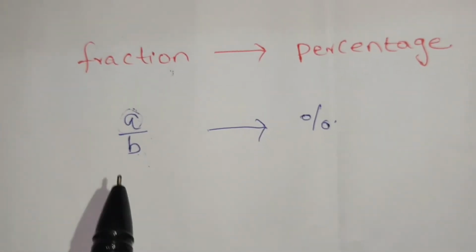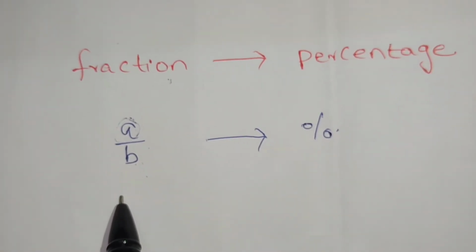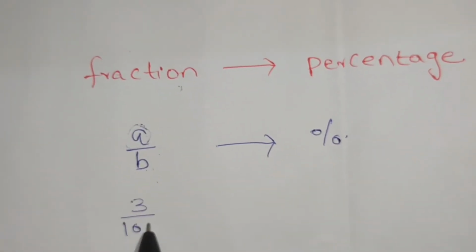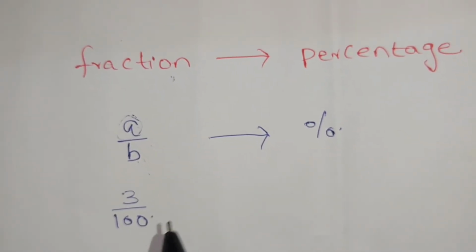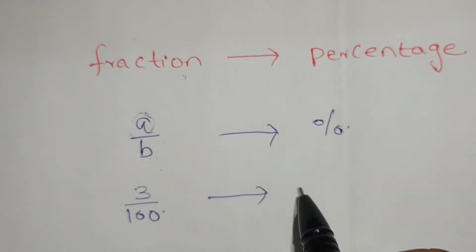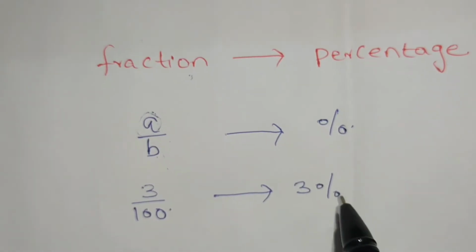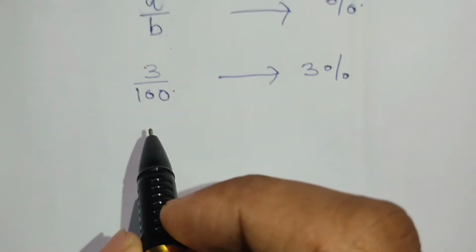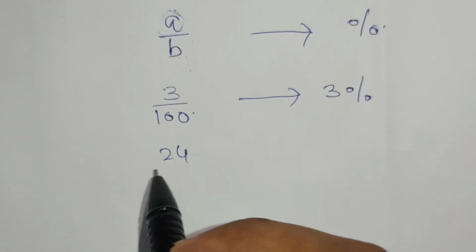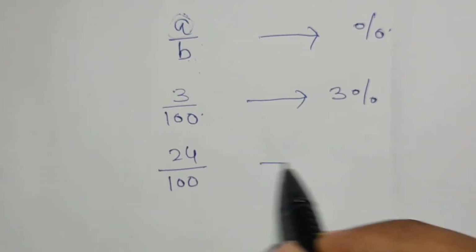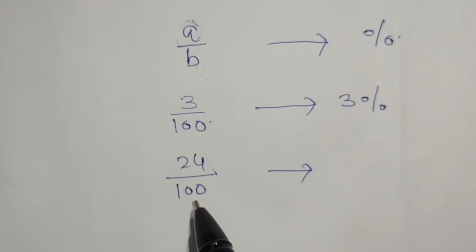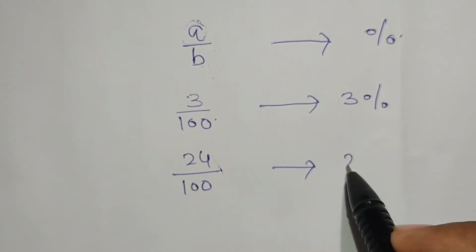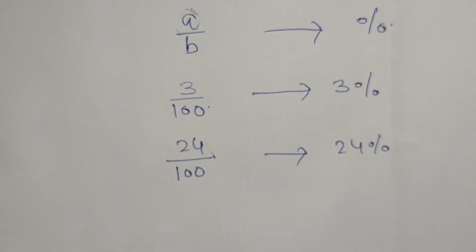So take 3 by 100. 3 by 100 is a fraction. The denominator value is 100, so we can simply say 3 percentage. Then 24 by 100. The denominator value is 100. It is a fraction, and we can simply say 24 percentage.